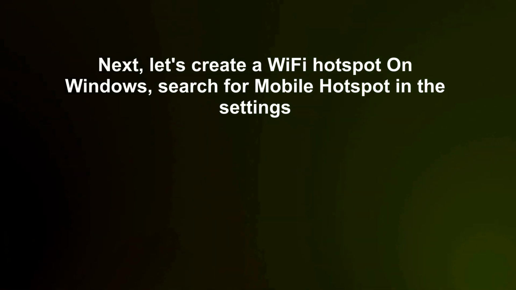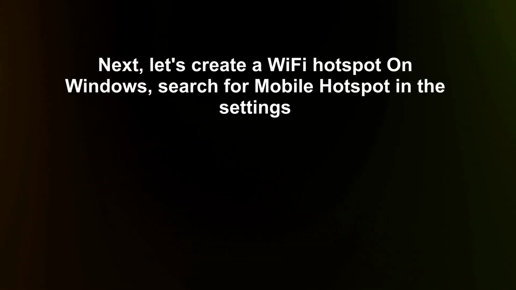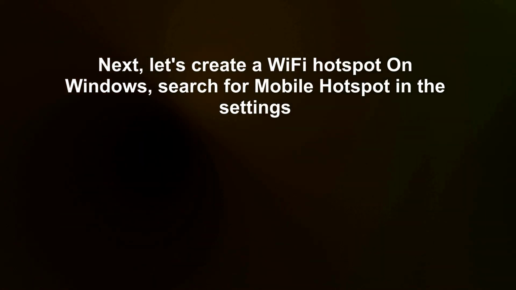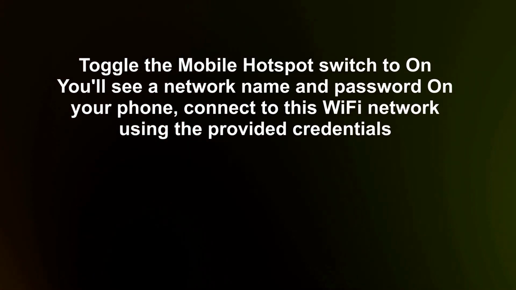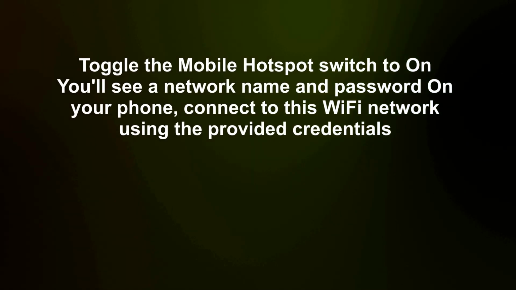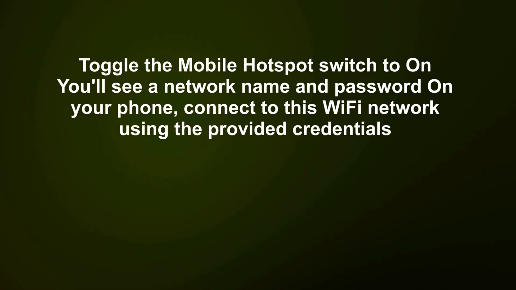Next, let's create a Wi-Fi hotspot on Windows. Search for Mobile Hotspot in the settings. Toggle the Mobile Hotspot switch to on. You'll see a network name and password on your phone. Connect to this Wi-Fi network using the provided credentials.